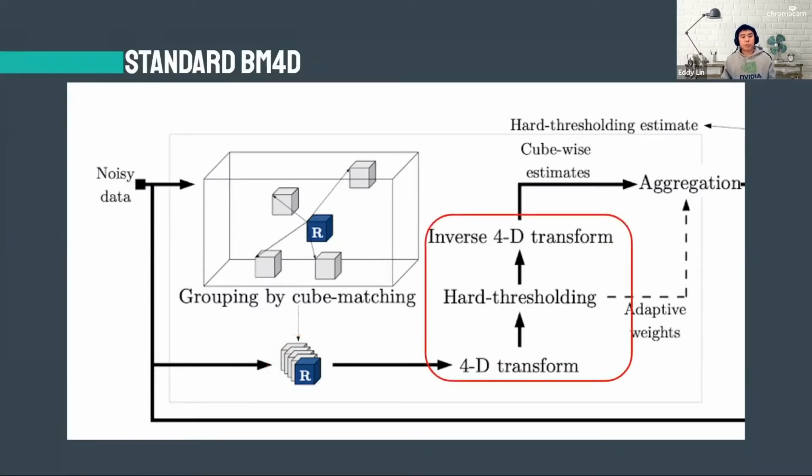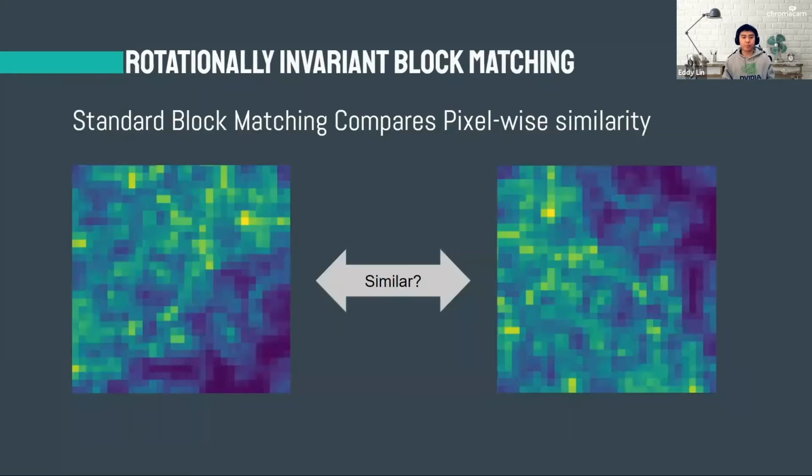Next, we perform some filtering, which in essence takes that 4D stack and says, we have the same structure in all of these. Can we denoise it using all of this redundancy to figure out the true denoised structure in that image or volume?